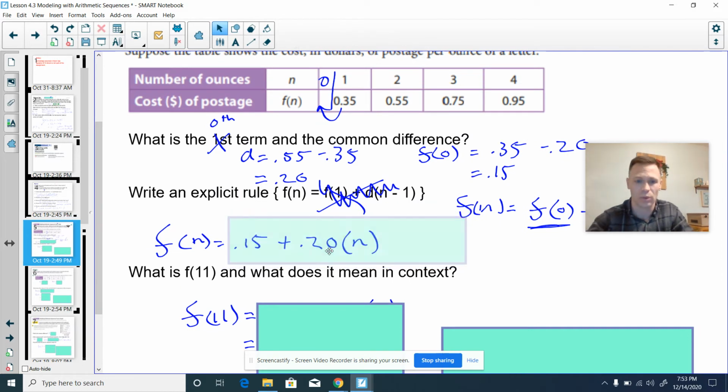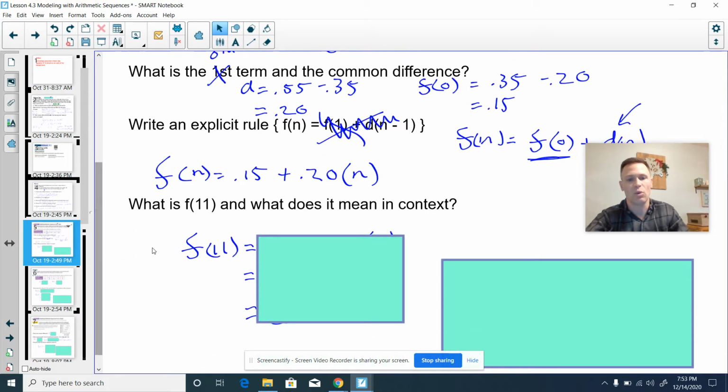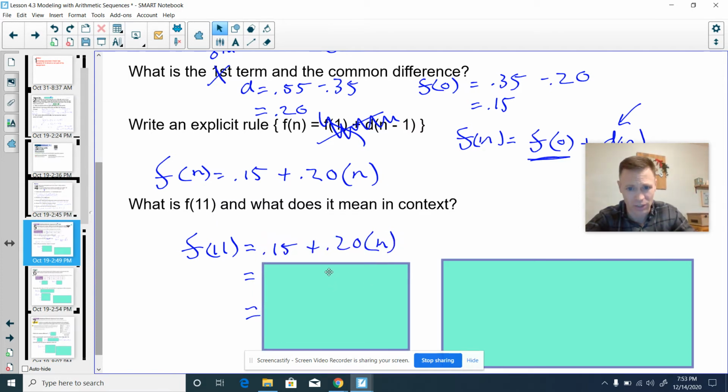So my explicit rule is f of n is equal to the value of the 0th term plus 0.2, which is the common difference, times n. Then it's asking me, what is f of 11? What is f of 11? And what does that mean in context? Well, mathematically, it means that I substitute 11 in for n. Right? So I do my calculation, I substitute it.